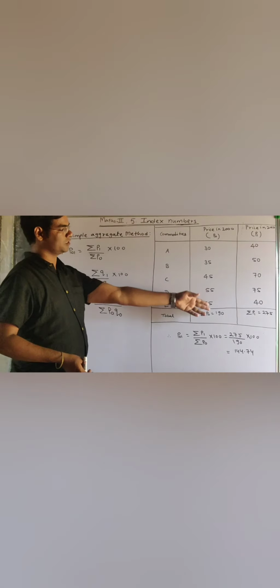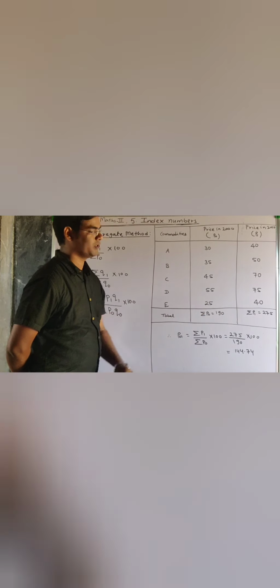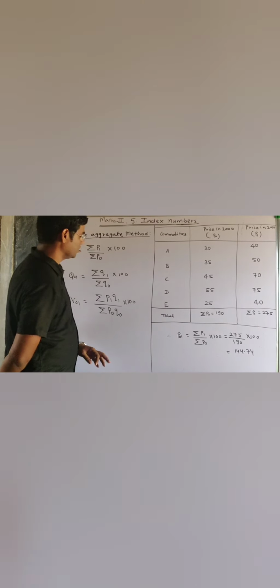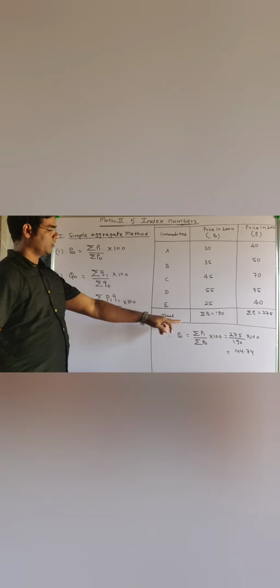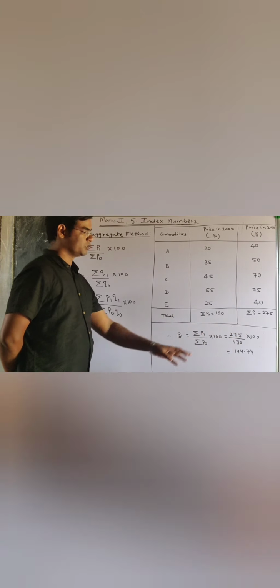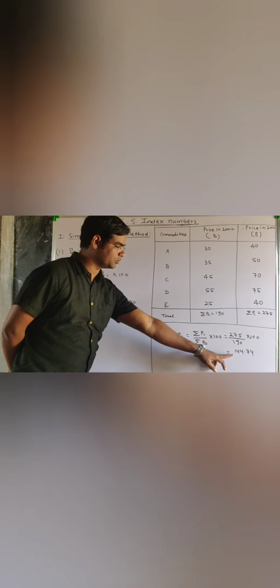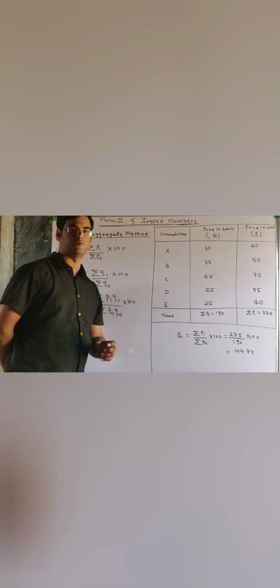So find the total of these two. The total of base year price is 190, and that of current year price is 275. So using the formula P01 equals summation P1 upon summation P0 into 100, so 275 upon 190 into 100. This calculation you can do using a log table also. So the value of P01 is 144.74.